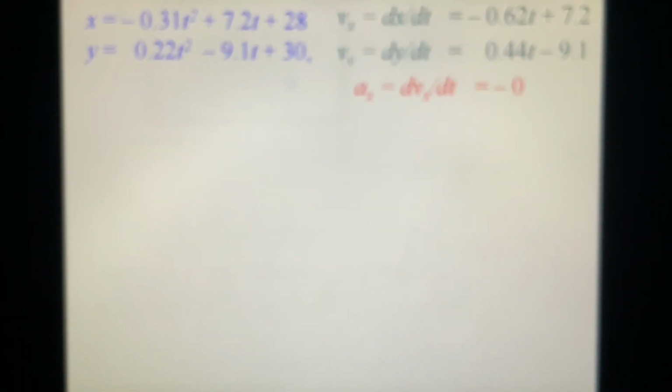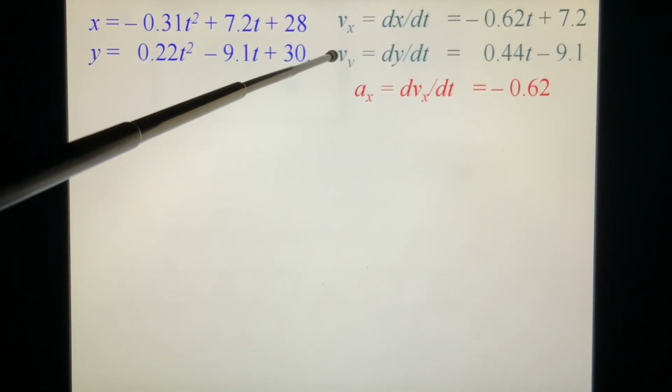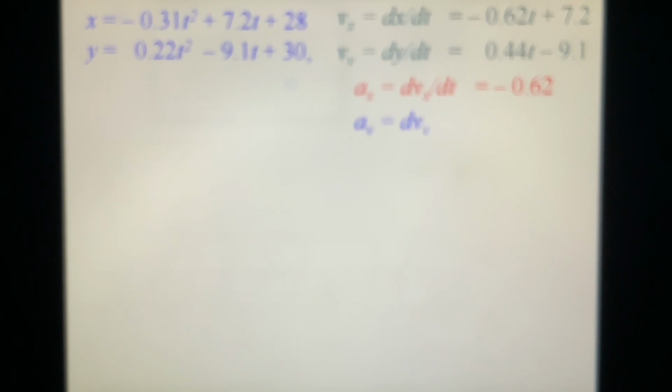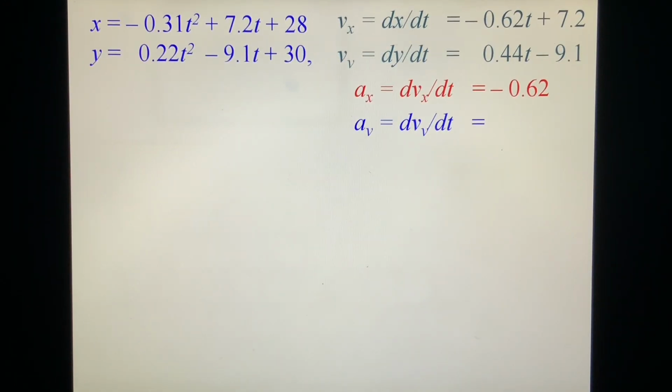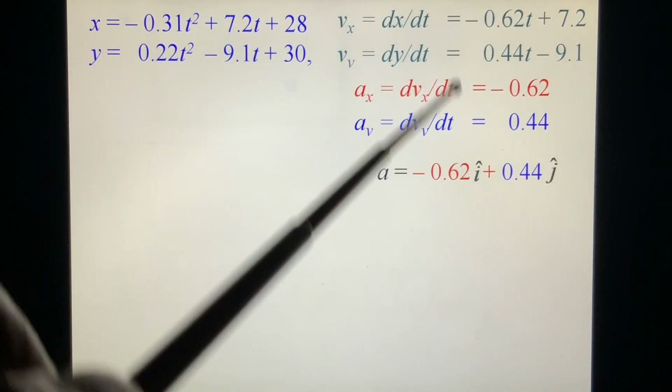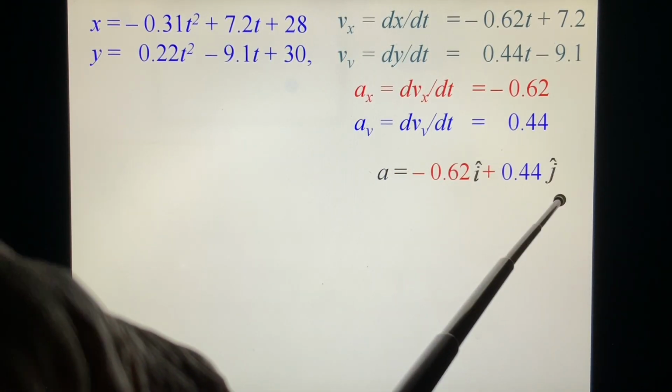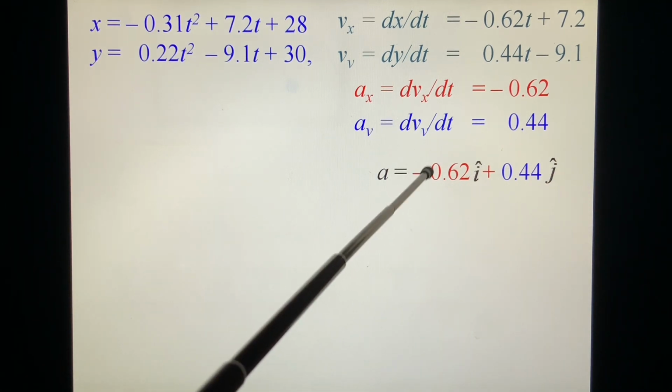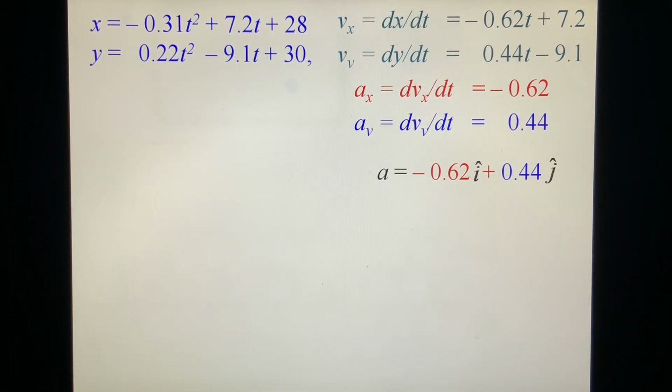So ax is dvx/dt. This one, the derivative of minus 6.0 t term, gives minus 0.06, and ay is dvy/dt. This one is 0.44. So you see a is ax i, minus 0.06 i, plus ay j, 0.44 j. In this case, a has nothing to do with time t anymore. So it is constant. It's a constant acceleration movement.